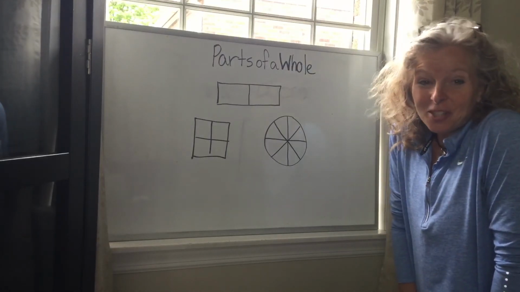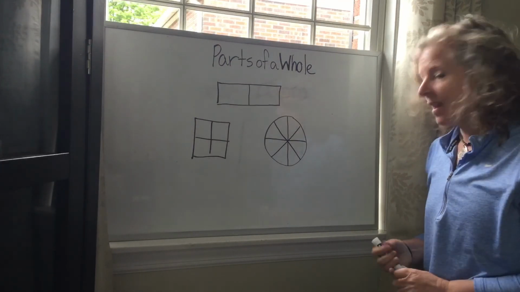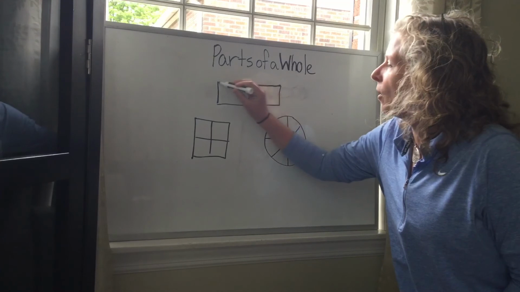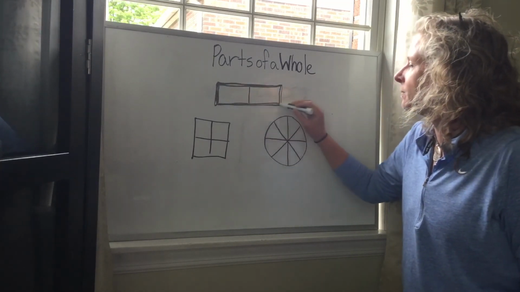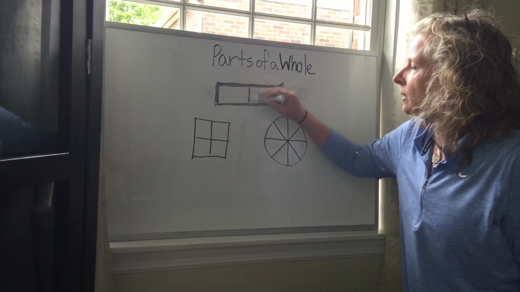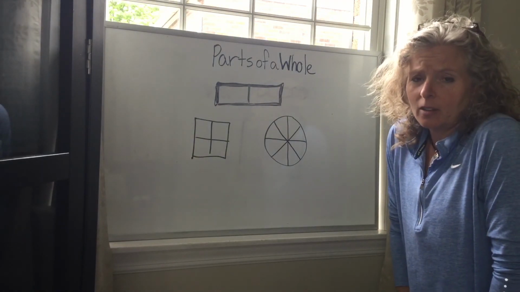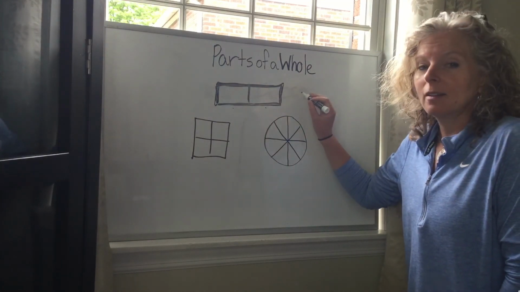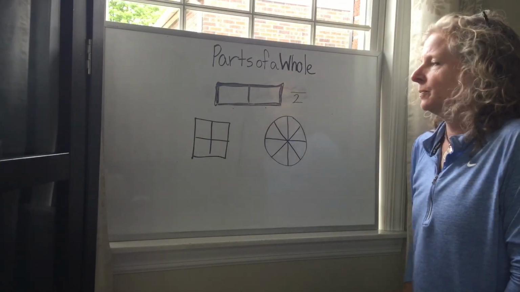The last thing we're going to do with fractions this week are parts of a whole. This is different than parts of a set. We want to look at the whole thing. So this is one rectangle, but it's broken into pieces. How many pieces are there in all? Let's count them. 1, 2. So our denominator would be the number 2.